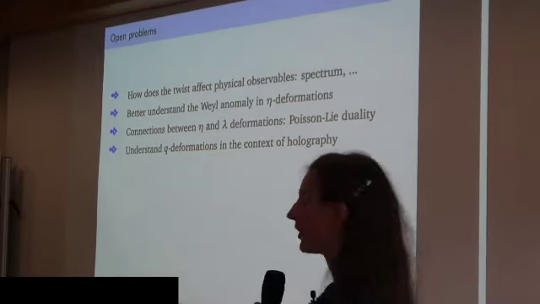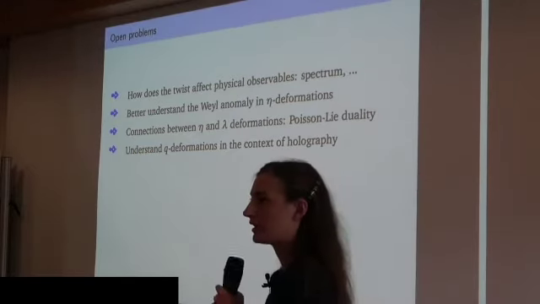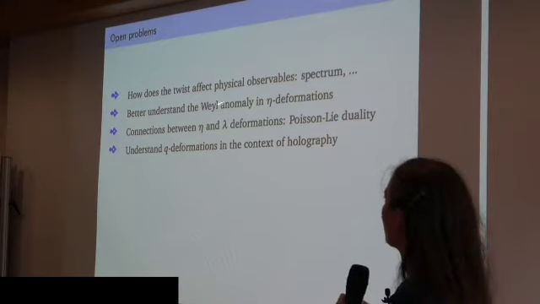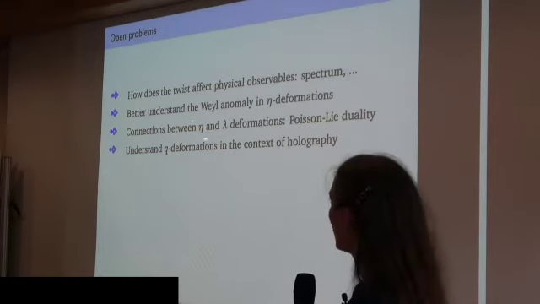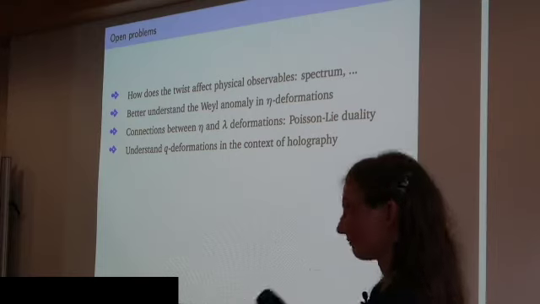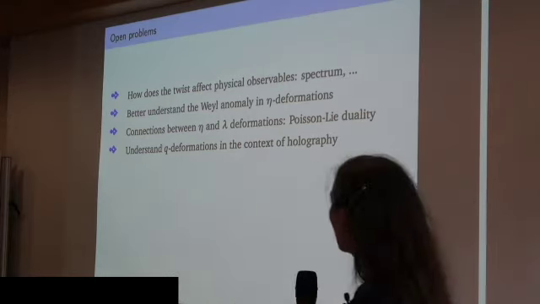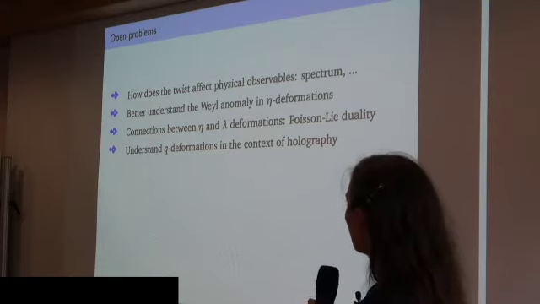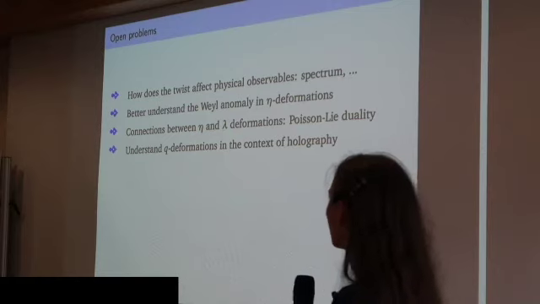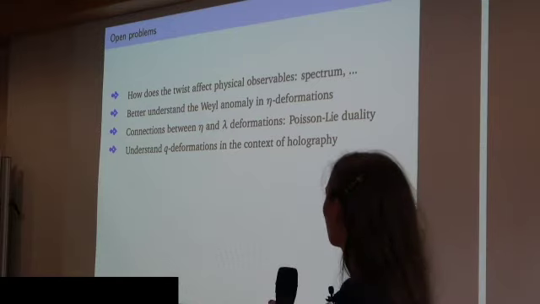When you put the fermions to 0, they're actually related by what is called Poisson-Lie duality. It's an open problem whether this carries on to the superstring case. And also, since you have these different eta deformations, the question is whether you also have different lambda deformations. And the broader question is to understand q deformations in the context of holography.